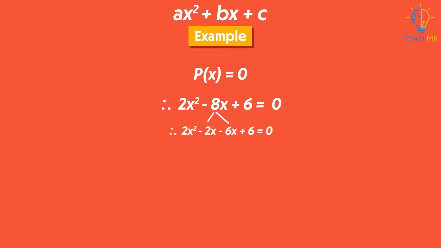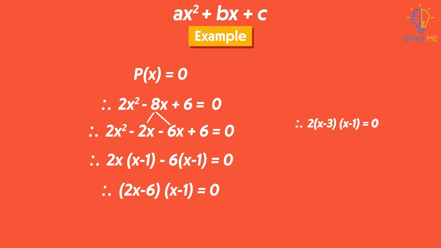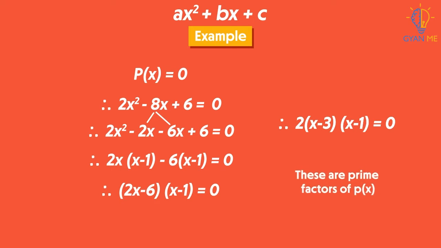Therefore, 2x square minus 2x minus 6x plus 6 is equal to 0. On solving, we get 2x into x minus 1 minus 6 into x minus 1 is equal to 0. Therefore, 2x minus 6 into x minus 1 is equal to 0. Taking 2 common, we get 2 into x minus 3 into x minus 1 is equal to 0. Now, these are prime factors of p of x.